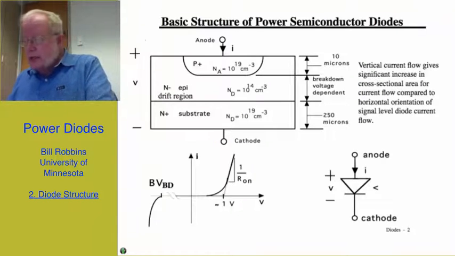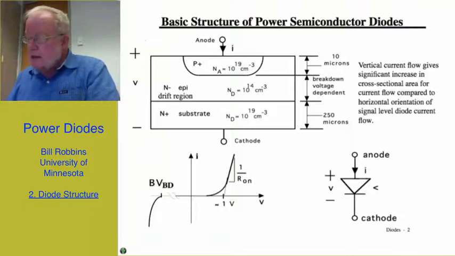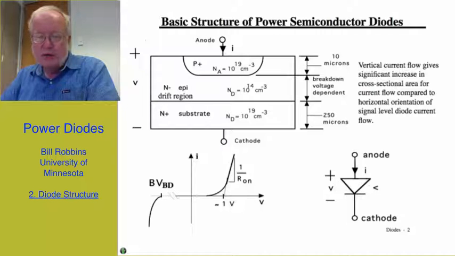The next slide shows the basic construction of a p-n junction diode for power applications. Its distinguishing feature is the vertical current flow from the top surface where the anode is to the bottom surface of the wafer where the cathode is located. Signal level diodes have both the anode and cathode on the top side of the wafer, and current flows parallel to that top surface in a horizontal direction. The reason for the vertical orientation is it gives us a much larger cross-sectional area for current flow, so we can have very large currents flowing in the power diode without excessively high current densities.